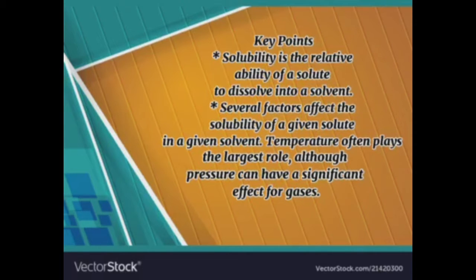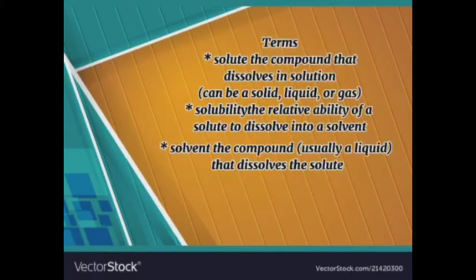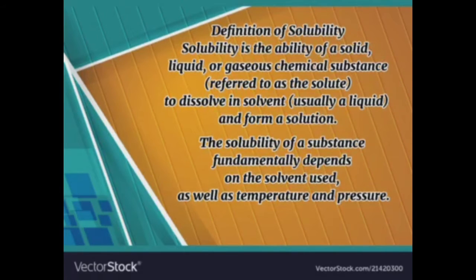Terms: solute, a compound that dissolves into a solution, which can be a solid, liquid, or gas. Solubility: the relative ability of a solute to dissolve into a solvent. Solvent is a compound, usually a liquid, that dissolves the solute. Definition of solubility: solubility is the ability of a solid, liquid, or gaseous chemical substance, referred to as a solute, to dissolve in a solvent, usually a liquid, and form a solution. The solubility of a substance is formally defined by the solvent used as well as temperature and pressure.